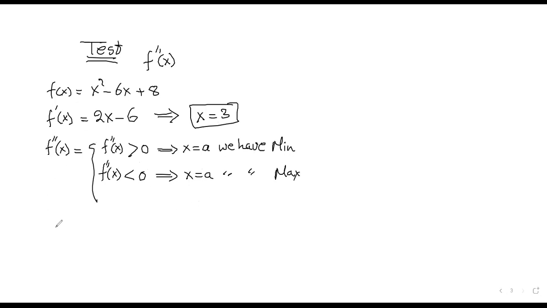So let's do second differentiation. Second differentiation is differentiate again. 1 times 2 is a 2. X power 0, negative 6 is a 0, so that's a 2. Is it greater than 0 or less than 0? Of course, as you can see, 2 is greater than 0.